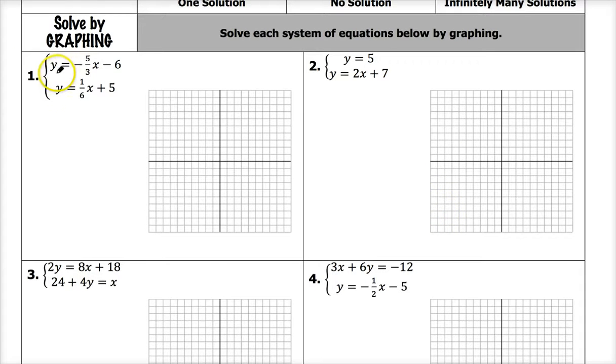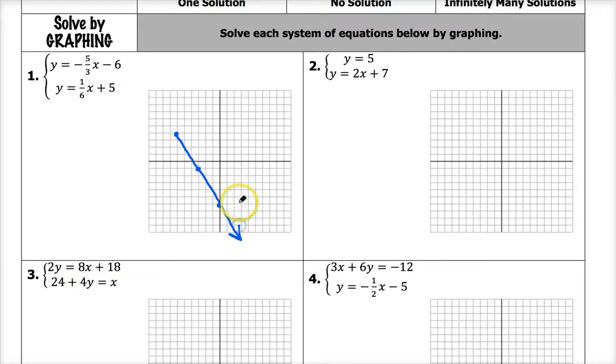So number one, I have the system y equals negative 5/3 x minus 6 and y equals 1/6 x plus 5. To solve these by graphing, it's pretty simple. You graph one equation and then you graph the other one. So our first equation, I'll do that one here in blue. We have a y-intercept at negative 6. Its slope is negative 5/3. So that equation will look like this.